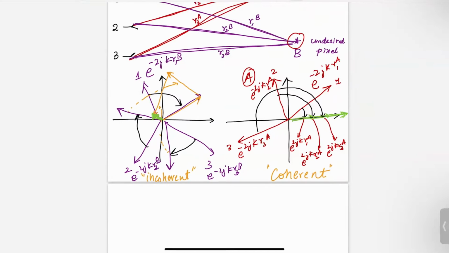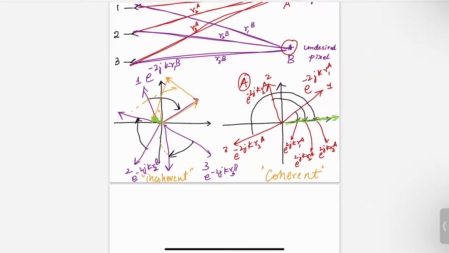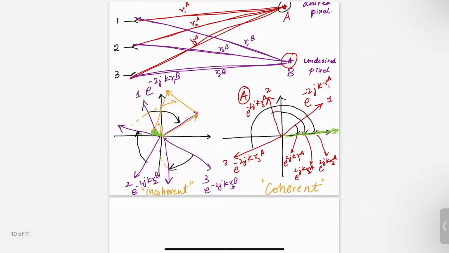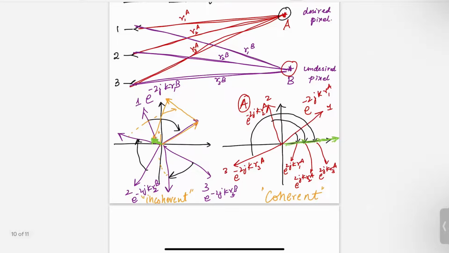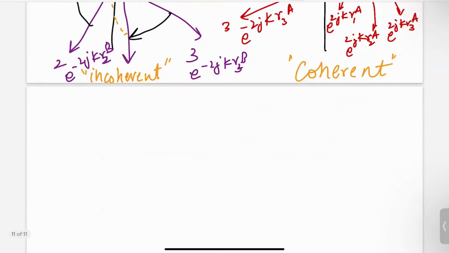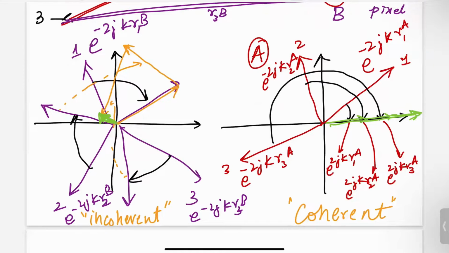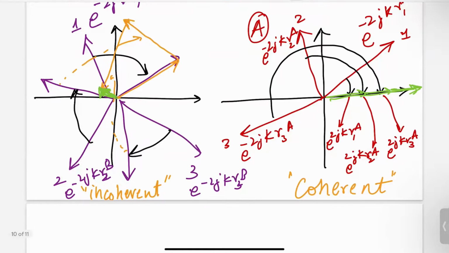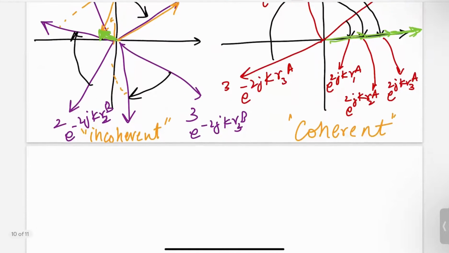Right? And that's sort of the idea: for the desired pixel, when you do an unwrapping, all the signals add up coherently. Whereas for all the undesired pixels, they don't add up coherently. They go all over the place, right? So once you understand this picture of what's going on, that's the entire basis of coherent imaging, right?